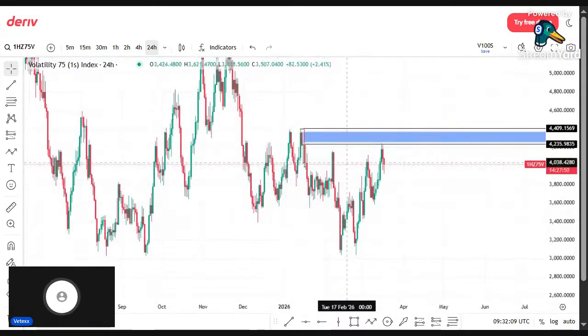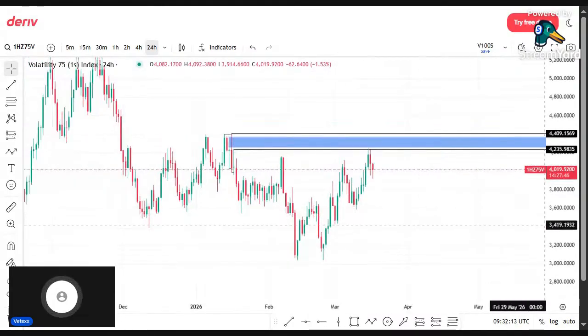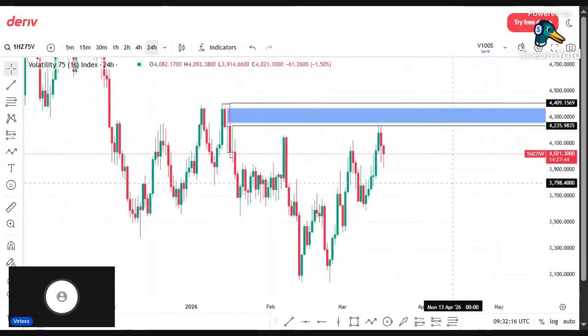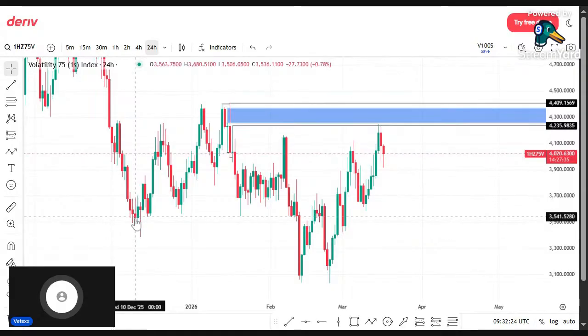So this is all we have. We are not going to start buying. We are still going to keep with the sell on V75 1s index until this target, the 24-hour time frame target, is taken out. So once that happens, then we can switch to our buyers.